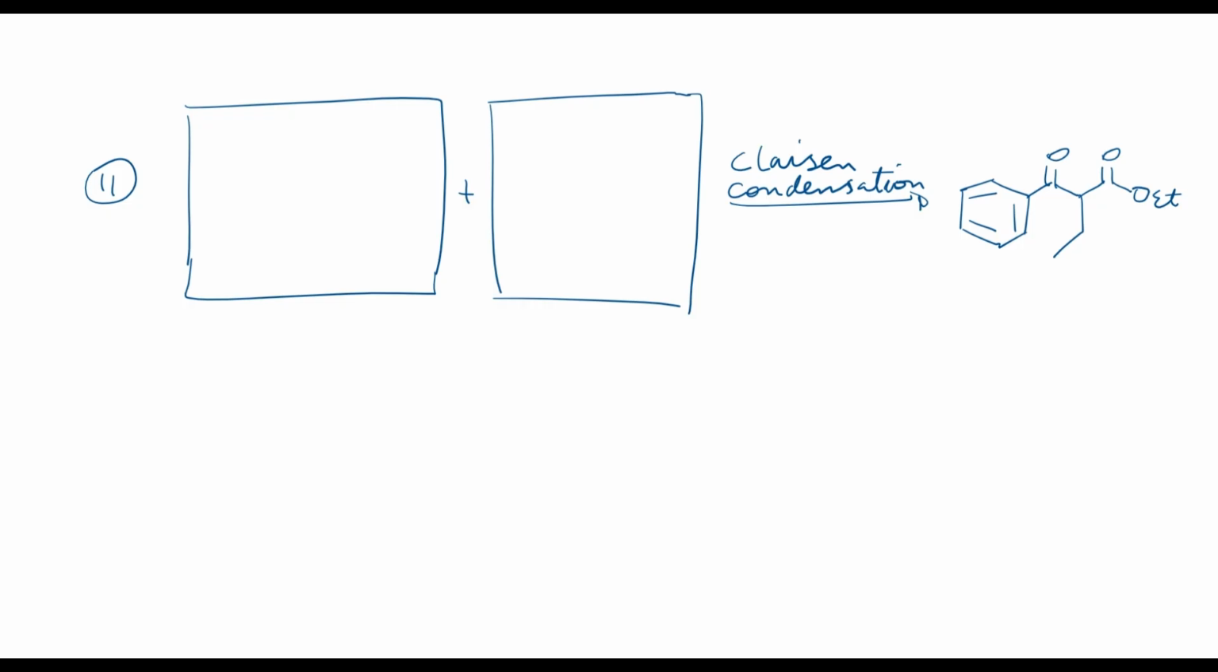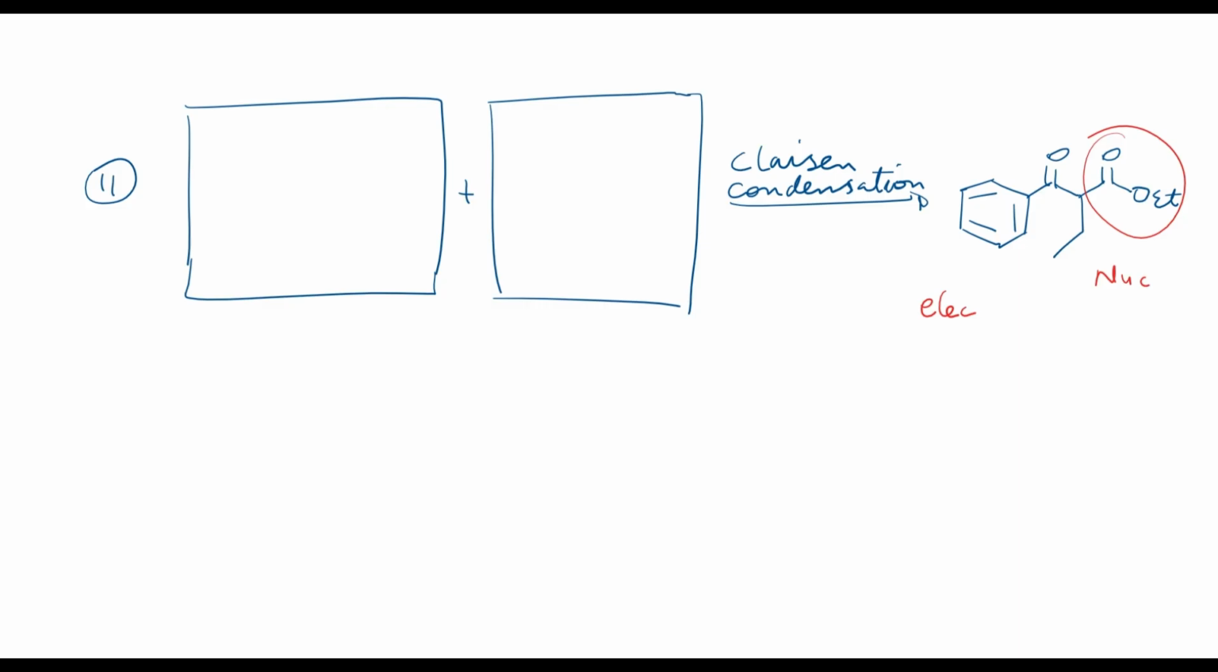In a Claisen condensation, two esters will react. One is going to be made the nucleophile and the other one the electrophile. In the product, the nucleophile usually retains its ester components. So that means this part is going to be my nucleophile, and the electrophile usually loses its ester component in the product. So that means this part is going to be my electrophile.